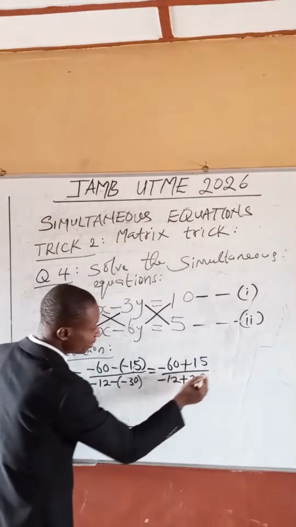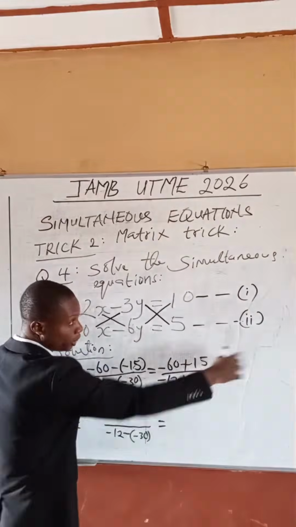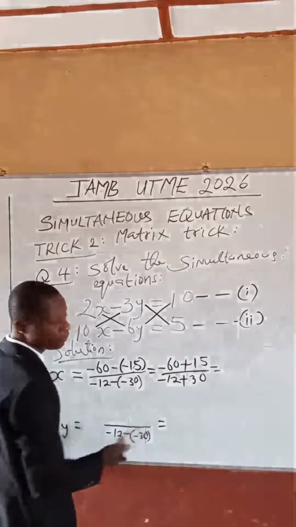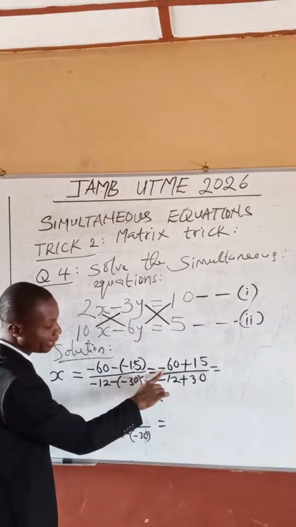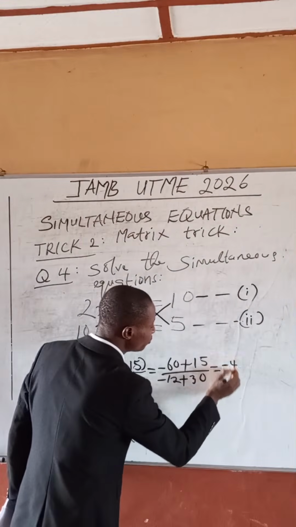So if you simplify, what are we going to get from here? Minus 60, sorry that I'm going this way because of space, plus 15 is like subtracting a bigger number from a smaller number. So we have minus 45.